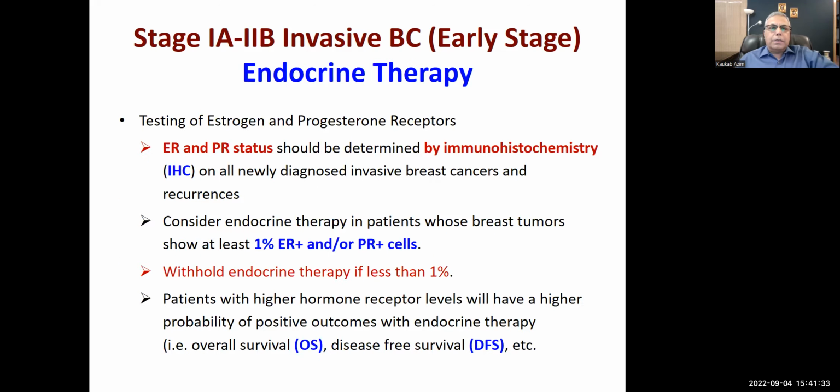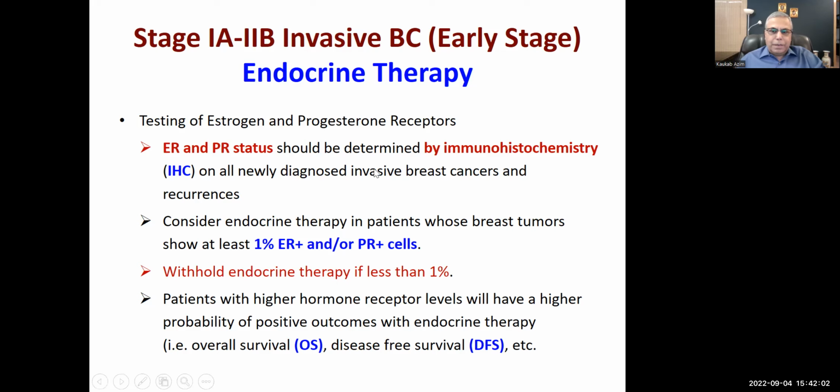Okay. Stage still 1A to B invasive. Now we look at endocrine therapy. Not much to look at it, but we have to test for estrogen and progesterone receptors. ER and PR status, estrogen progesterone receptor status, should be determined by immunohistochemistry. The pathologist will do it for you. And you have to do it on all cancers. You also have to look for HER2 receptors.